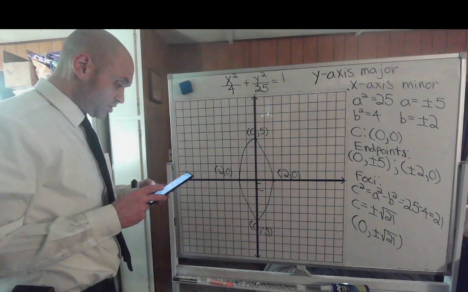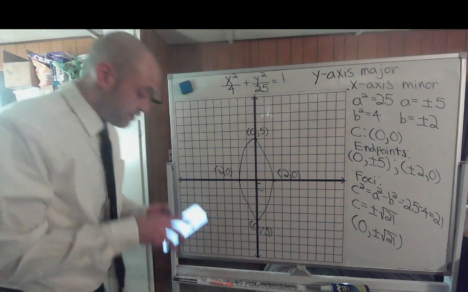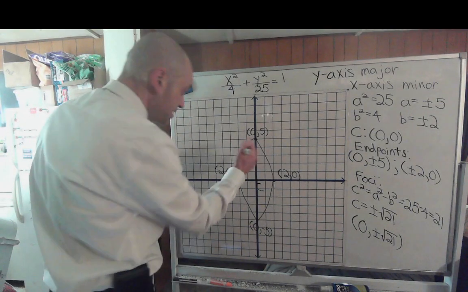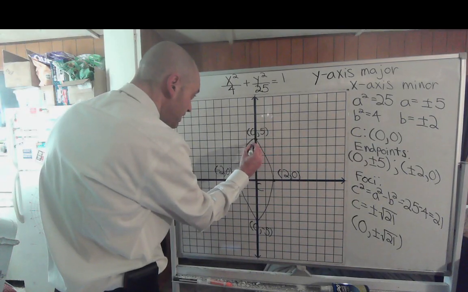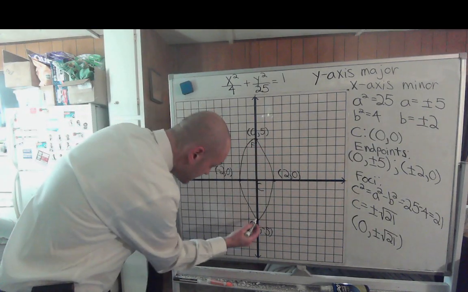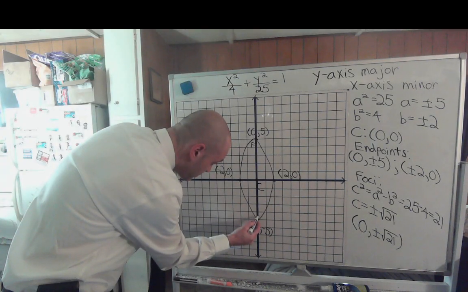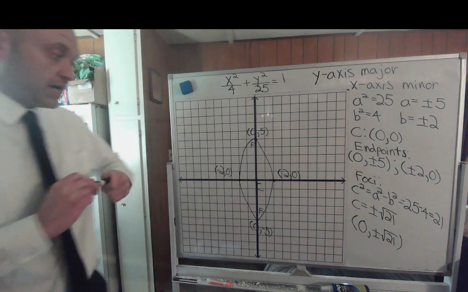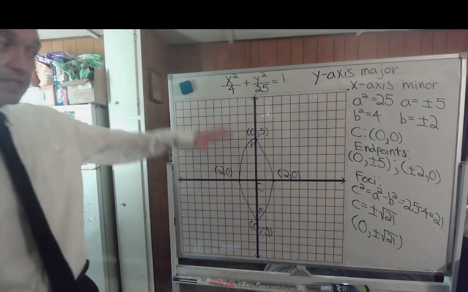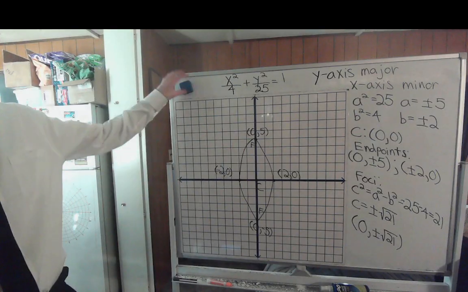So square root of 21, that's about 4.58 in the positive, so that's about right there, which would be about negative 4.58. That'd be all the way down here. So there's both of my foci inside of this ellipse, and there's the graph.